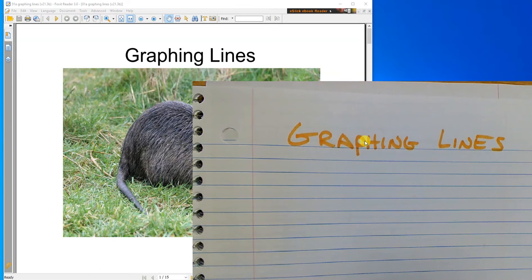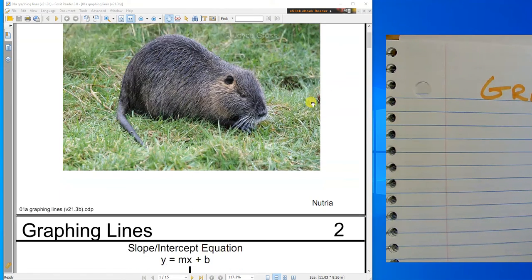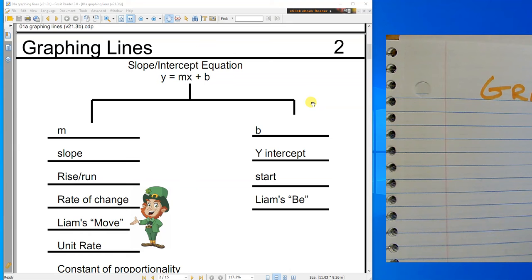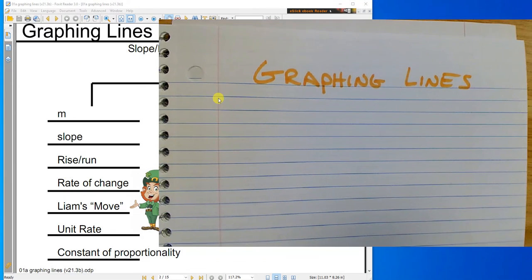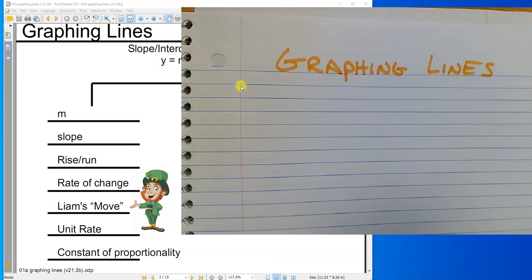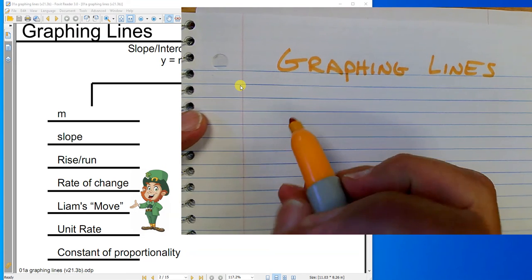Cool, graphing lines. There's our animal, which is a nutria. So let's remember everything about the slope-intercept equation. Y equals mx plus b. Here we go. Graphing lines, slope-intercept equation.